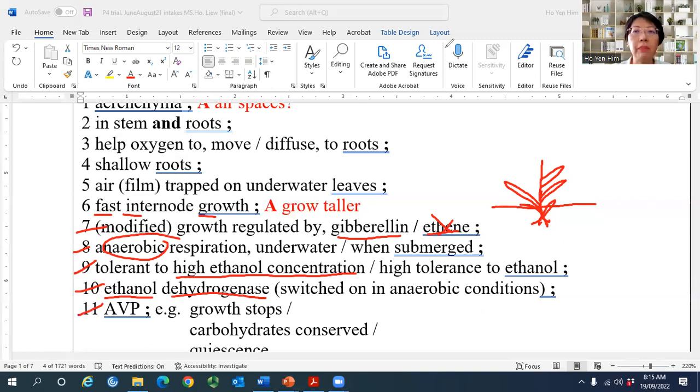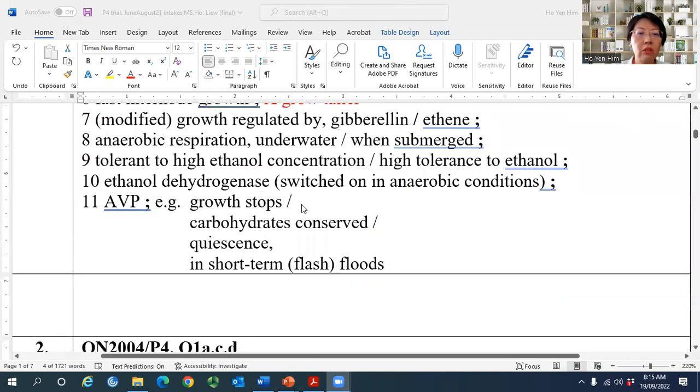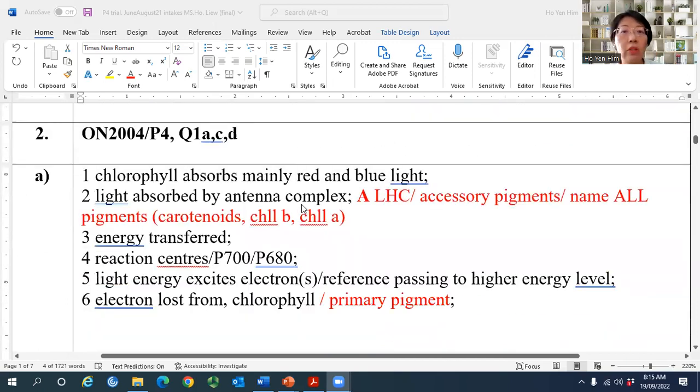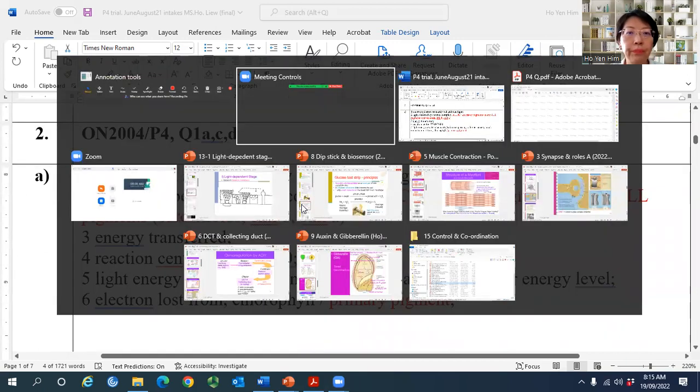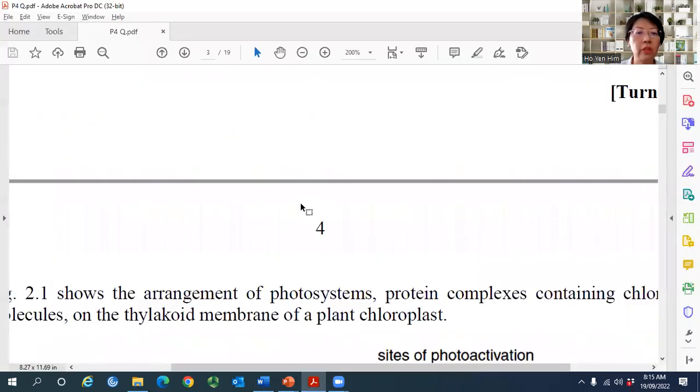AVP means any other valid point that's correct. Nothing much to mention here. Okay. Any questions so far for all of you? No? Okay, so let's move on to the next question.